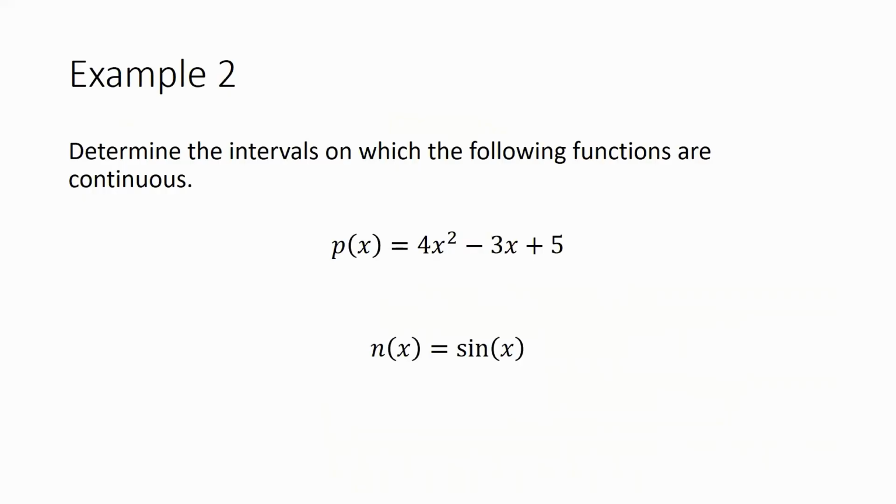Now, what does that mean about functions like these? Let's determine the intervals on which these functions are continuous. Let's take the function 4x squared minus 3x plus 5 equals p of x, and the function n of x, which is equal to sine x. I'm going to graph these and look at how they behave.